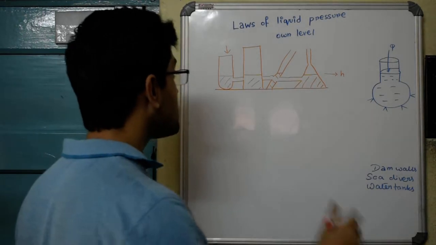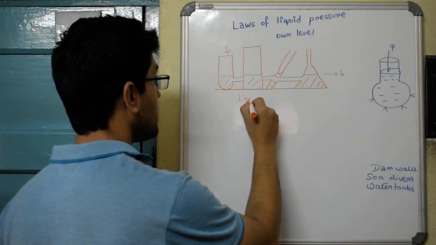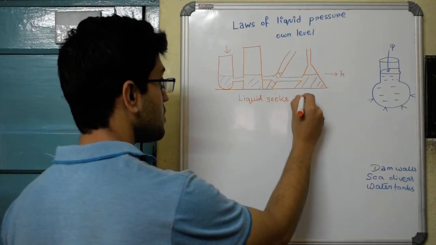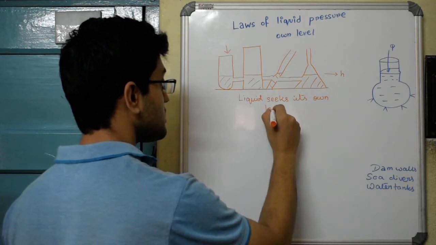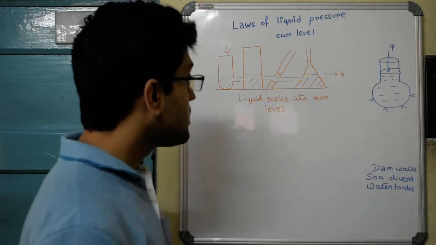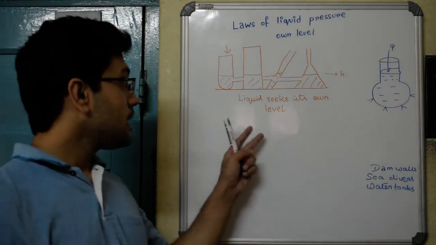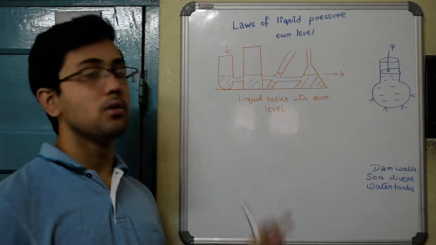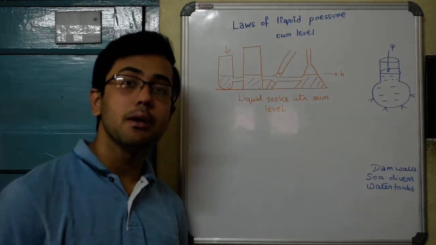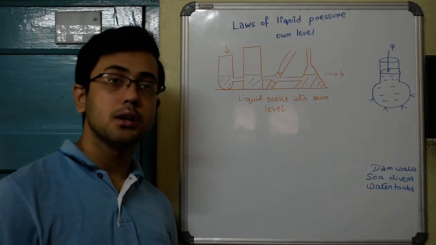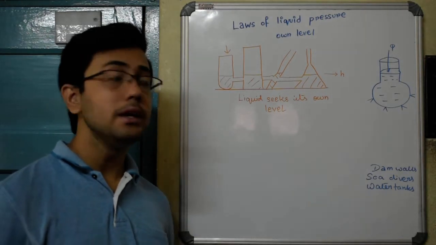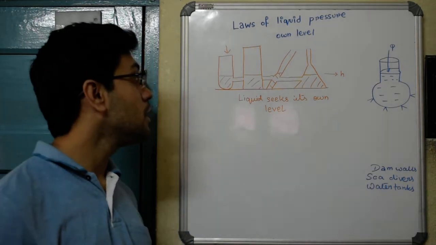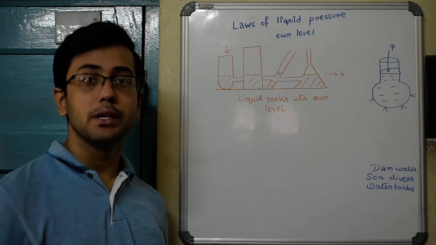So this law is also known as that a liquid seeks its own level. What does this mean? It means that based on what is the pressure that is acting on the liquid, it will seek its own level. That means the liquid will determine its own level. You or I cannot control the level that the liquid will take in any kind of body like this, whatever be the geometrical shape, as long as the liquid pressure is existing.